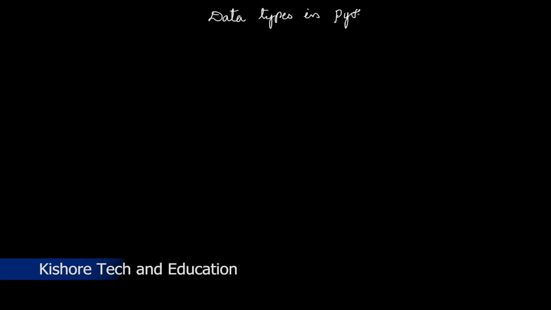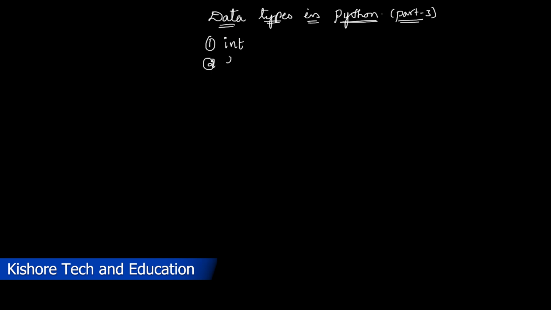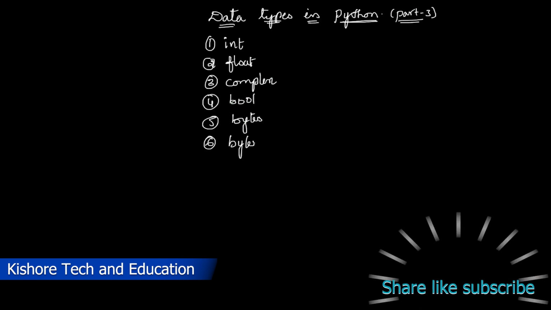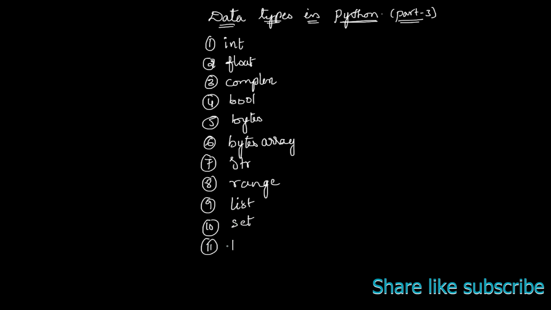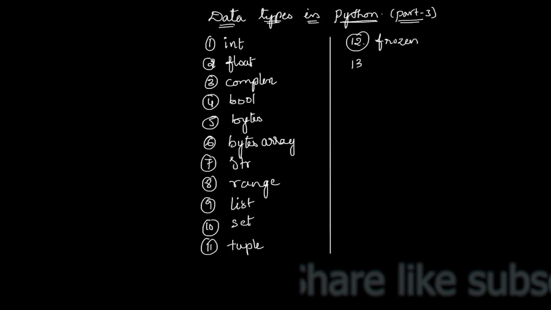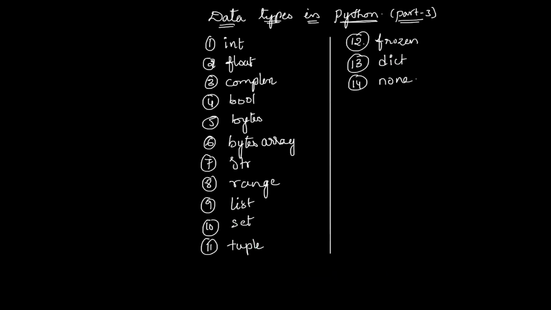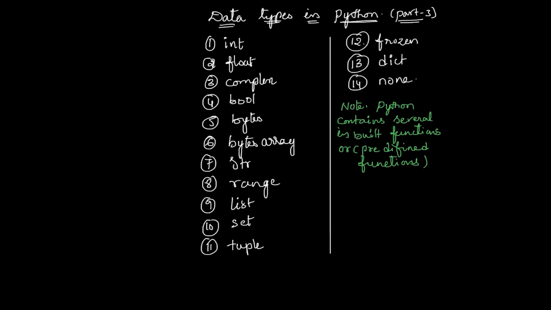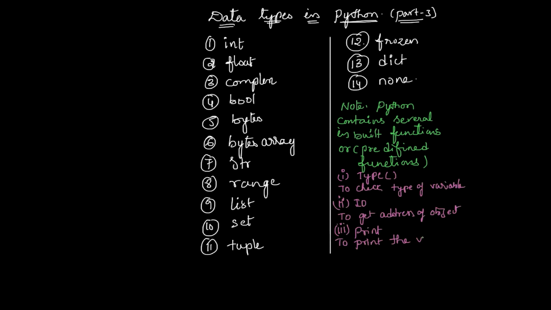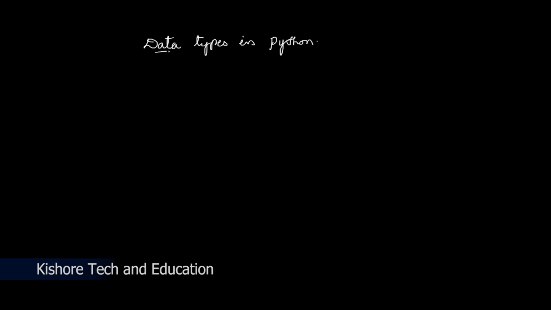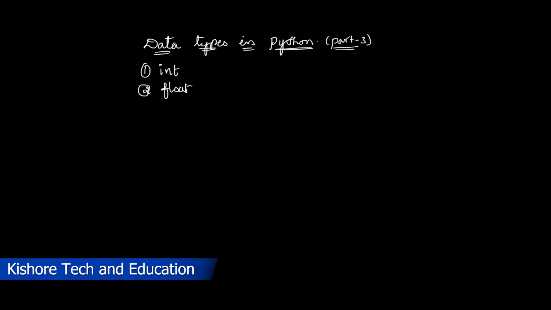Dear students, data types in Python: int, float, complex, bool, bytes, bytearray, string, range, list, set, tuple, frozenset, dict, none. Python contains several inbuilt or predefined functions. So we have 14 data types in Python. Next, type to check the type of variable. ID to get the address of object. Print to print the value. First we will discuss from int to bytearray.